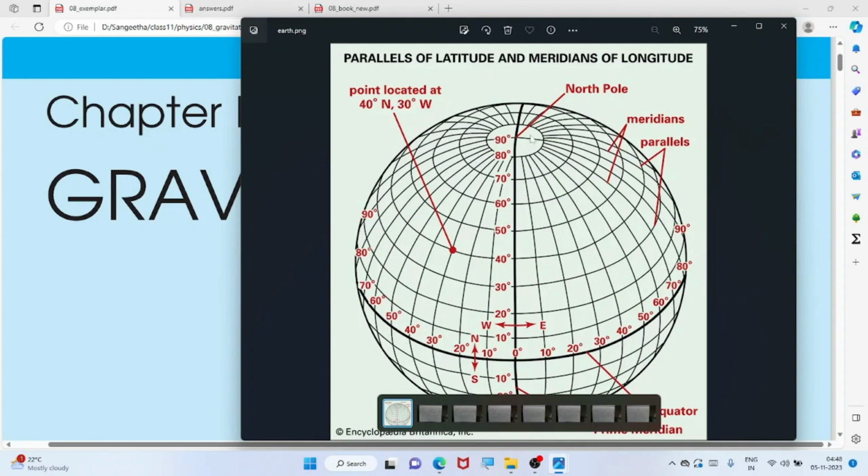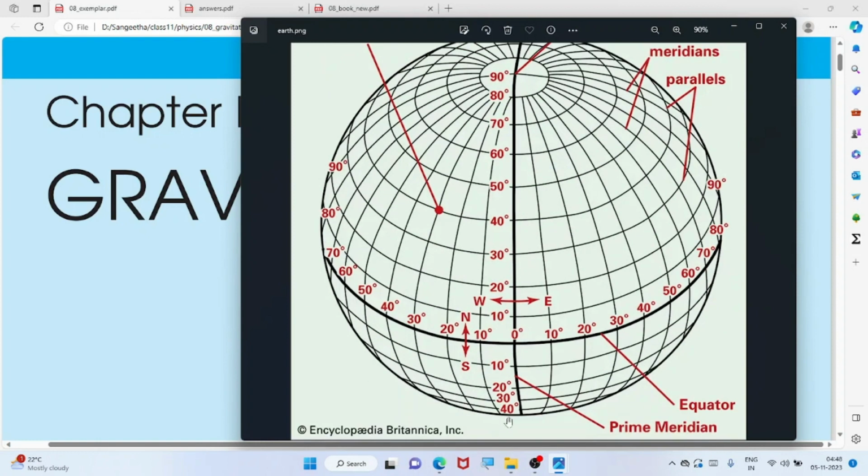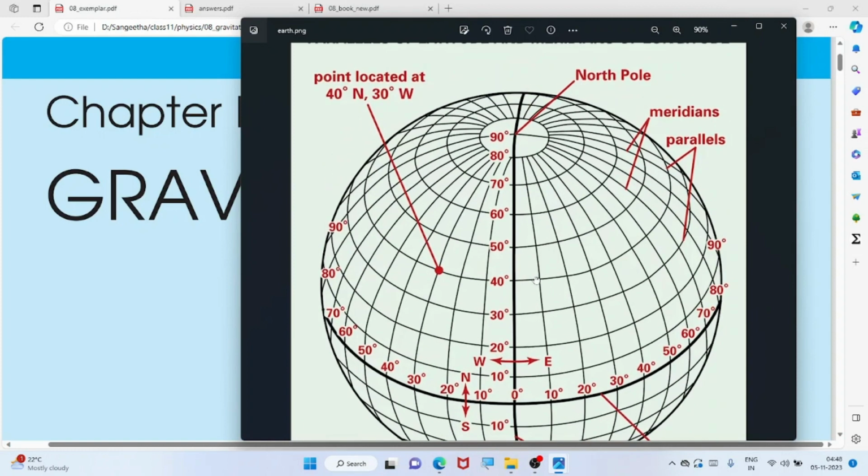This is earth, and this is the equator. The latitude varies from 0 at the equator and keeps increasing till the north pole. So the latitude increases in this direction. This is the north pole, and down here is the south pole.